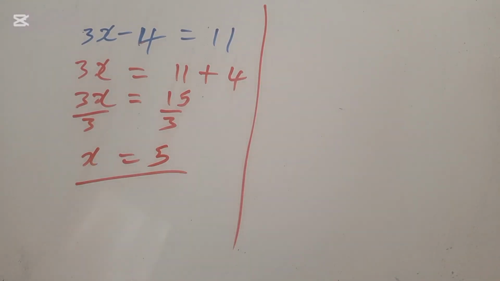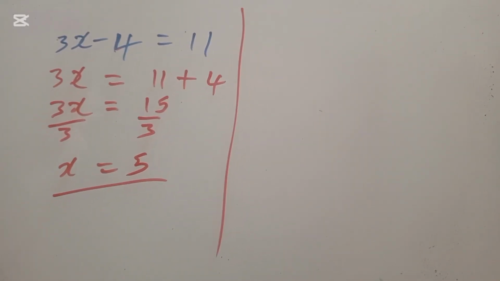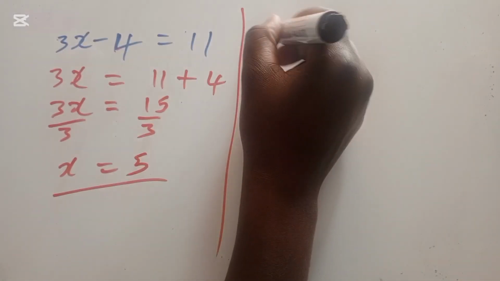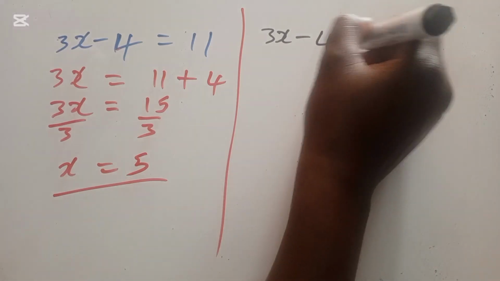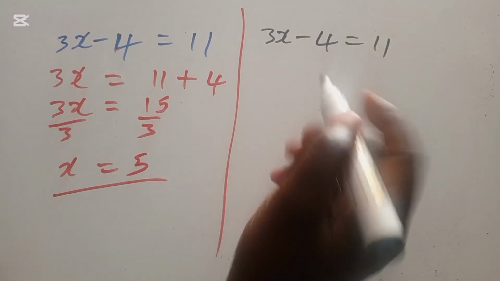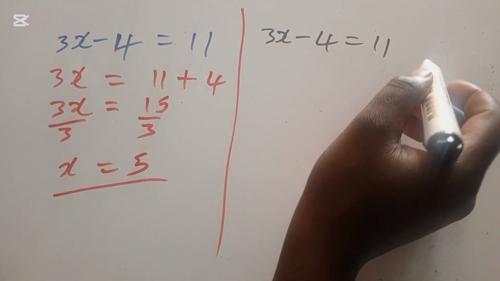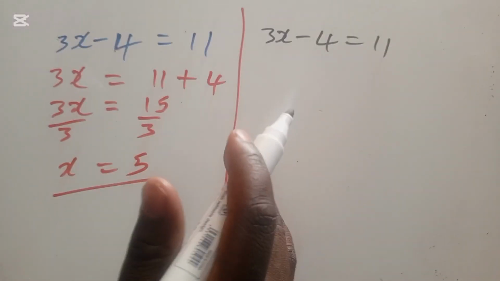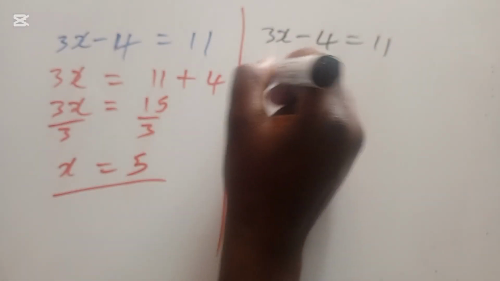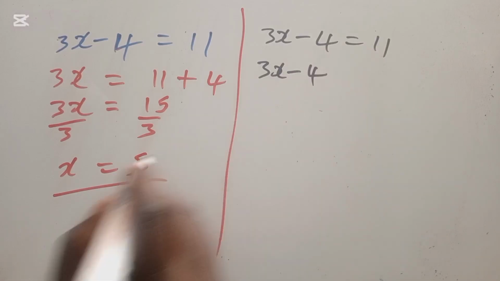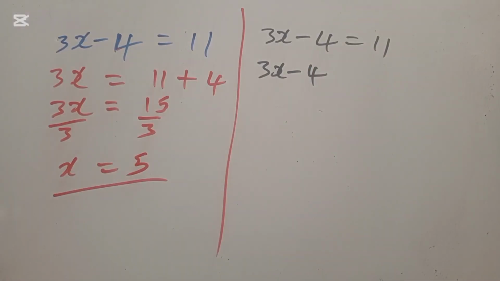it is also important to understand how others are doing. I was checking a certain book on mathematics for students in America. So this is how they did. So 3x minus 4 equals 11. So instead of taking this to the other end, they added 4 on both sides.